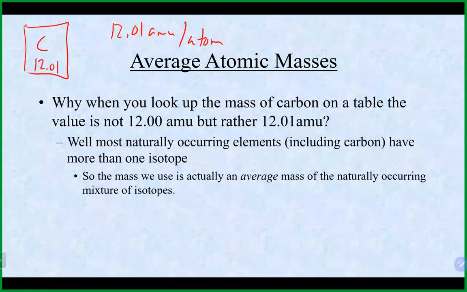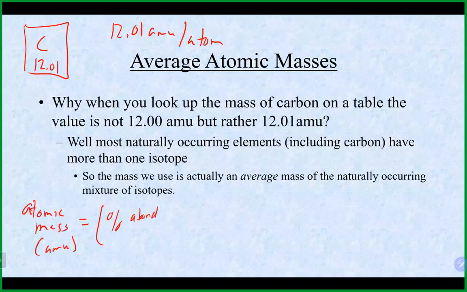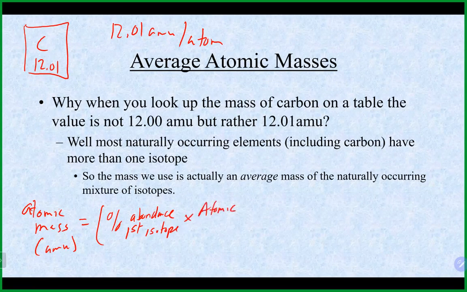There's actually a formula that you can use to calculate atomic mass using AMU. If you wanted to calculate the atomic mass of an element in AMU, you basically take the percent abundance of the first isotope, and you multiply it by the atomic mass of the first isotope.